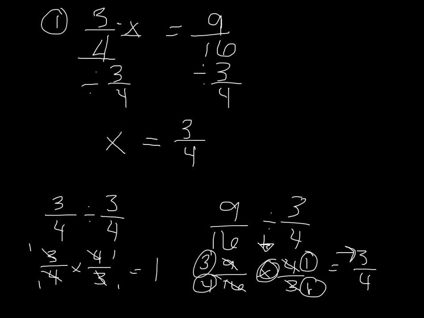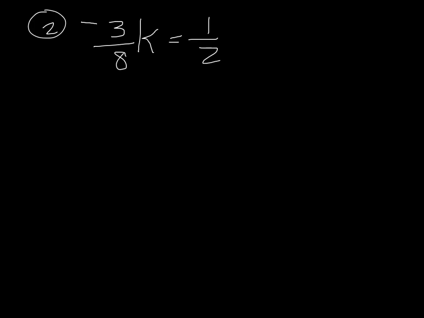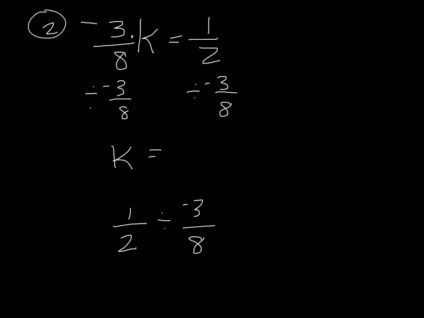All right, so let's try another one. Okay, number 2 says -3/8 k equals 1/2. Remember there's that little invisible multiplying sign in between the negative 3/8 and the k. So I'm going to divide both sides by -3/8. A negative divided by a negative is a positive. 3/8 divided by 3/8 would be 1. So I'd be left with k on the left side. So now I have to figure out what 1/2 divided by -3/8 equals.